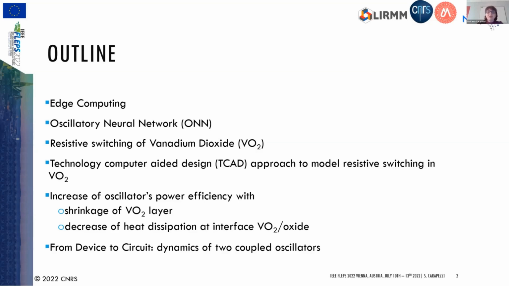In particular, with just one single device based on a two-terminal device, so a quite simple architecture, you can implement, I will show you how, a very compact oscillator. And this is a great advantage for the scalability of the circuit. And why is this possible? Because there is this mechanism called resistive switching in vanadium dioxide that I will explain.